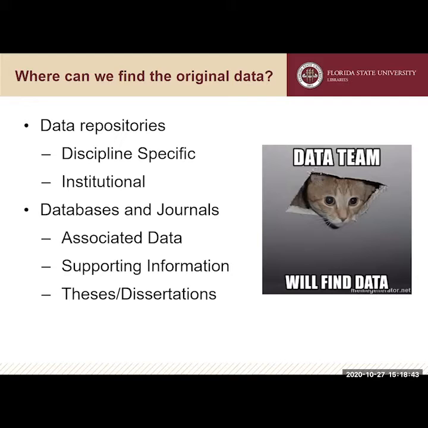Supporting information is another way that you can find data associated with journal articles. This is probably one of the more traditional ways that you'll see in fields like chemistry, in American Chemical Society journals, to place all of that raw data that they can't fit in a 3 or 4 page publication. You'll see it as supporting information that's associated with the article.